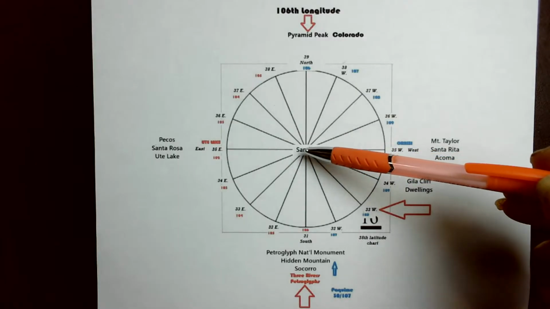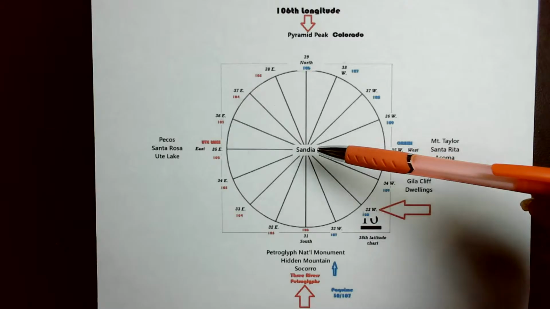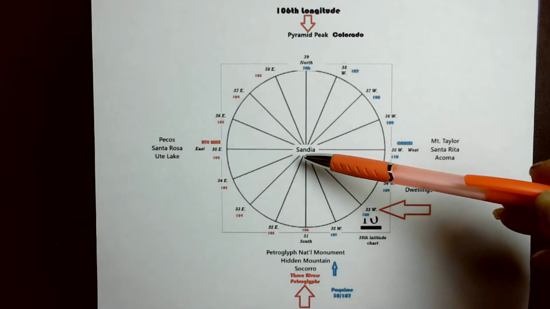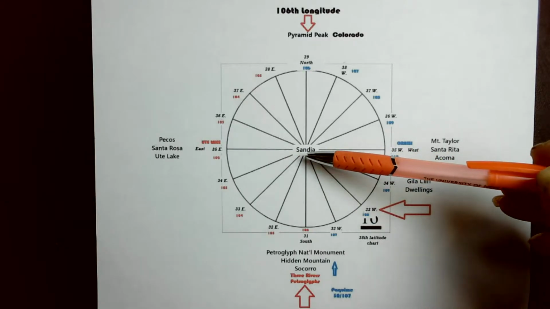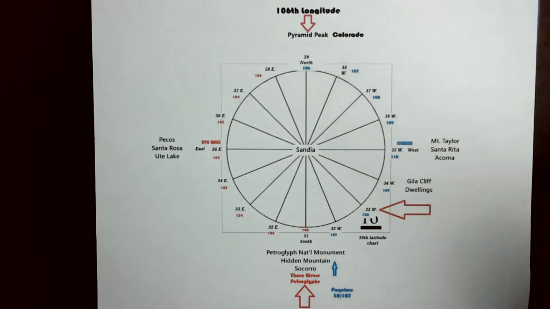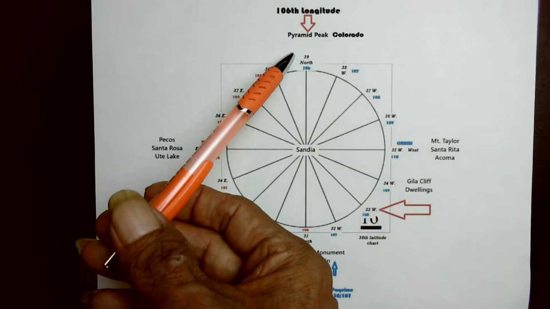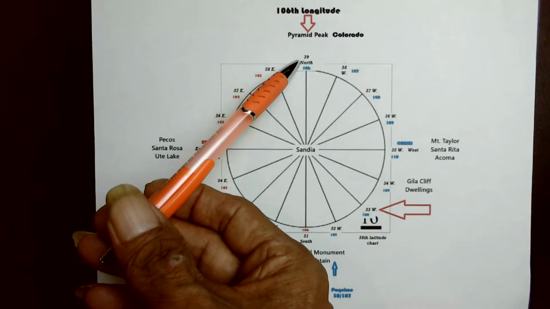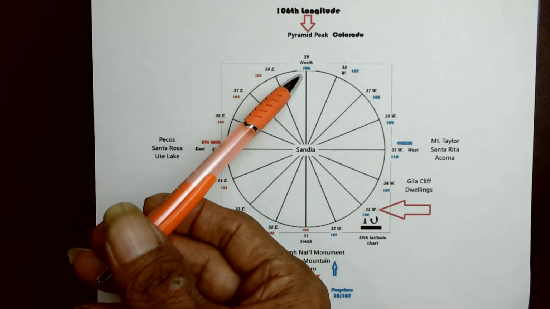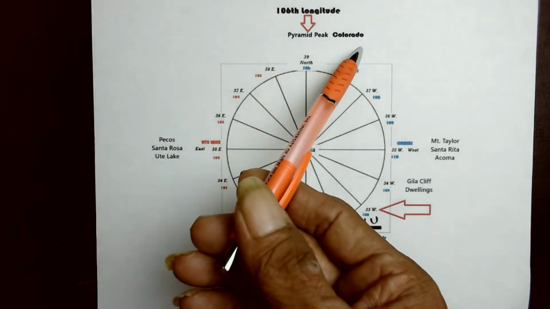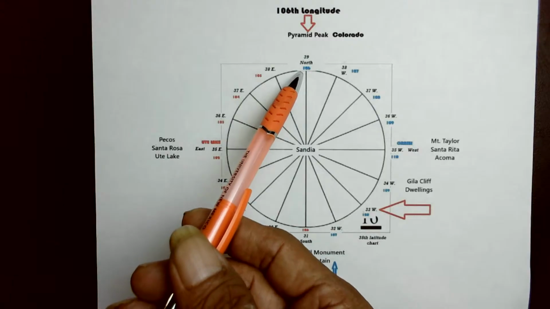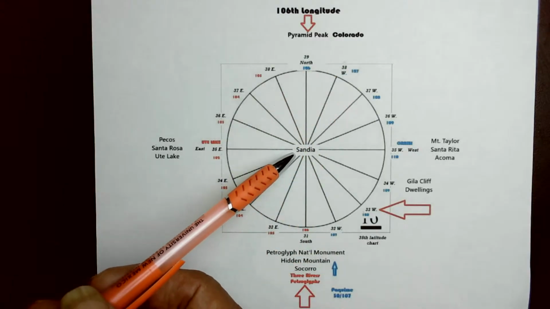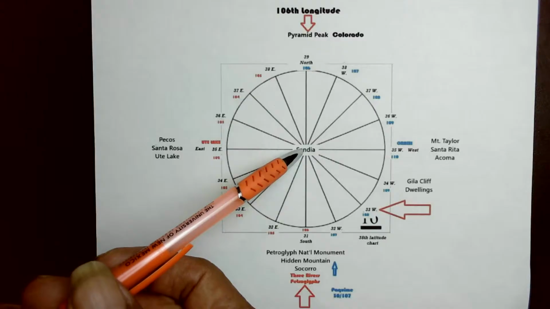The Sandia, or the Petroglyph National Monument, is located at 35 degrees latitude and 106 degrees longitude, which is the very center of this trade zone. The northern part of the trade zone ends at 39, which is over here, and 106 degrees longitude. And what is located at this place here? Pyramid Peak in northern Colorado. So this is northern Colorado at 106 degrees longitude. This is the Petroglyph National Monument at 106 degrees longitude.